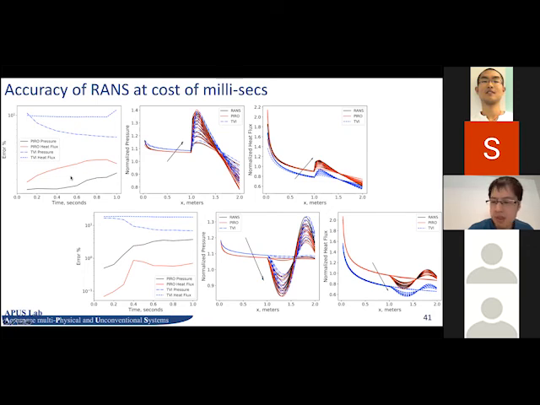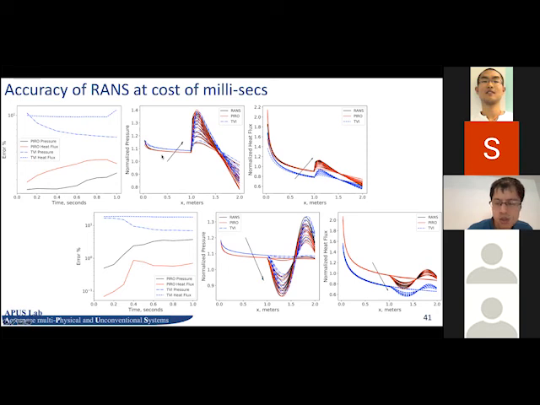And here the lines are a little messy, but we are mainly showing the pressure and the heat flux distribution over the different time steps. You can see here that the blue lines are much less accurate when compared to the RANS solution in black and the new model in red.